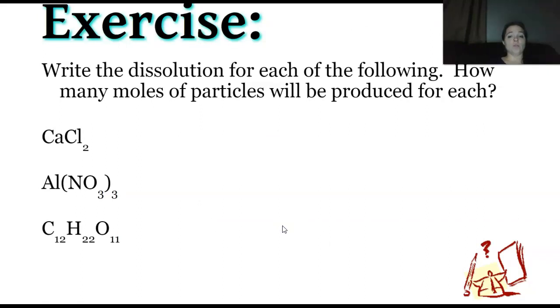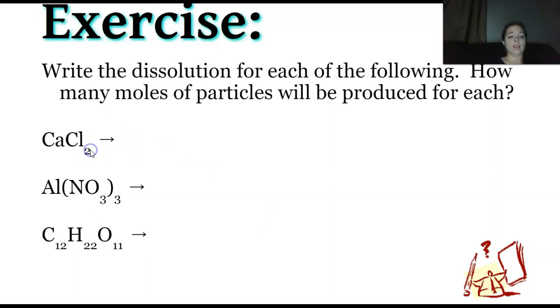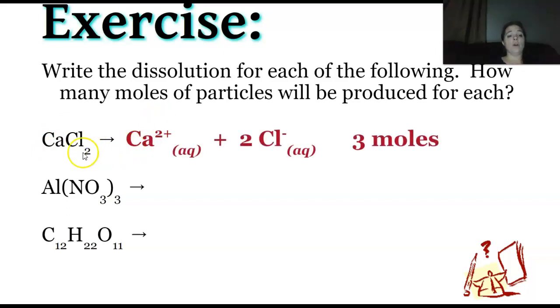So write the dissolution for each of the following. How many moles of particles will be produced for each? Looking at this, CaCl2 we know is ionic because calcium is a metal, chlorine is a nonmetal. So they break apart into the ionic equation with calcium 2+ and 2 chlorides. Remember, you're not messing with this part here, you're actually adding it. There are 2 chlorines. So altogether, I add these up and you actually have 3 moles.